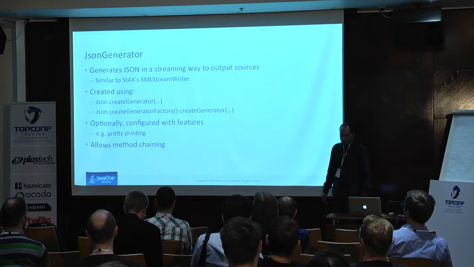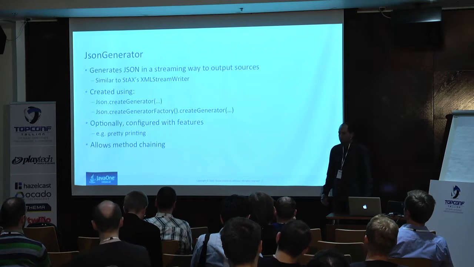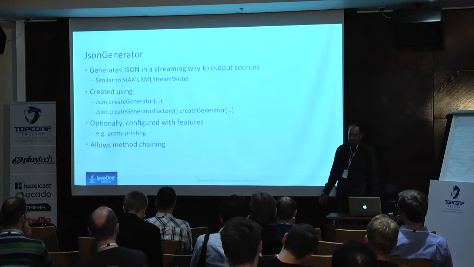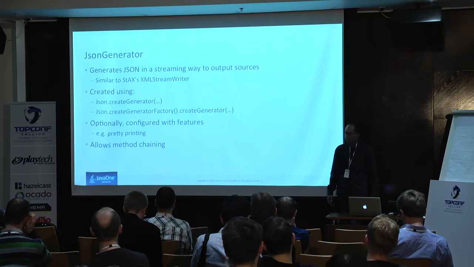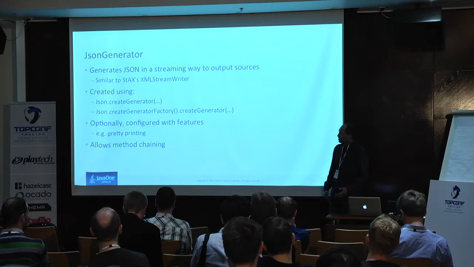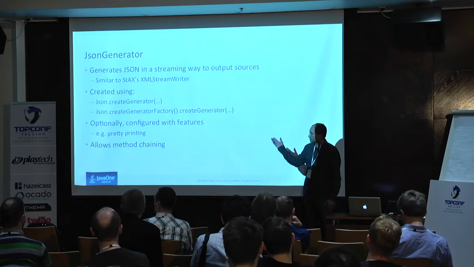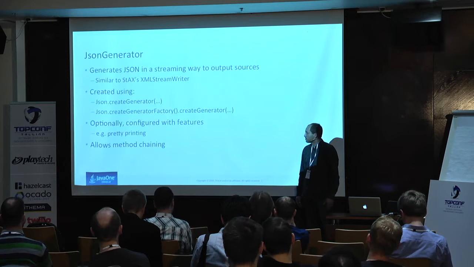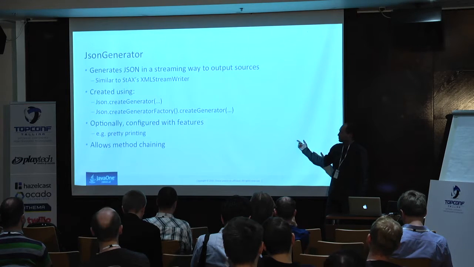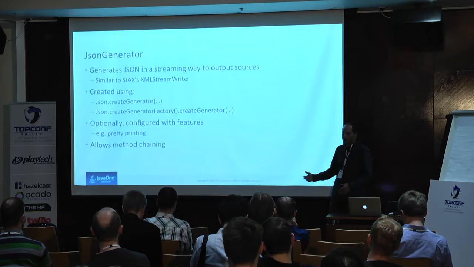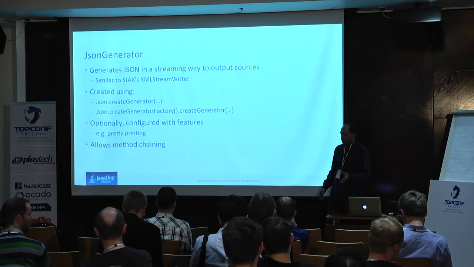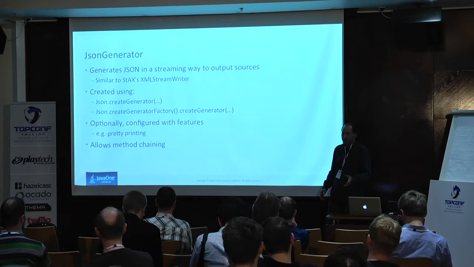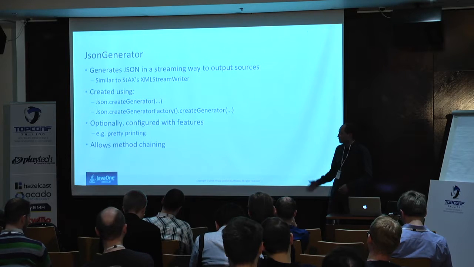Another important class is JsonGenerator, which allows you to generate JSON in a streaming fashion. It's similar to XMLStreamWriter. Similarly to JsonParser, it can be created using Json, either through createGenerator or through the factory. This factory again accepts some optional arguments, a map, where the key is a string like the name of the optional feature and the value is arbitrary.